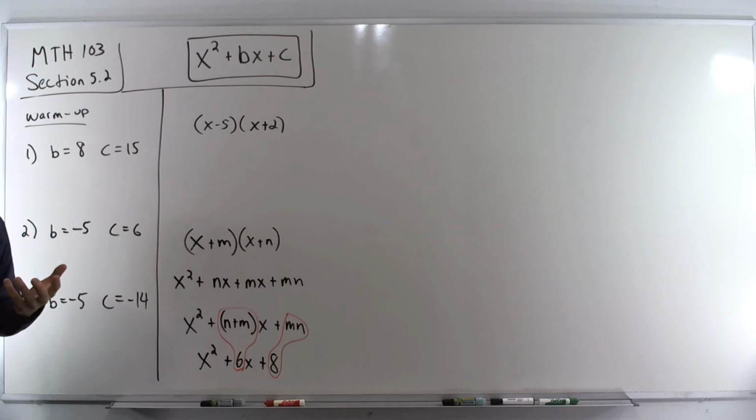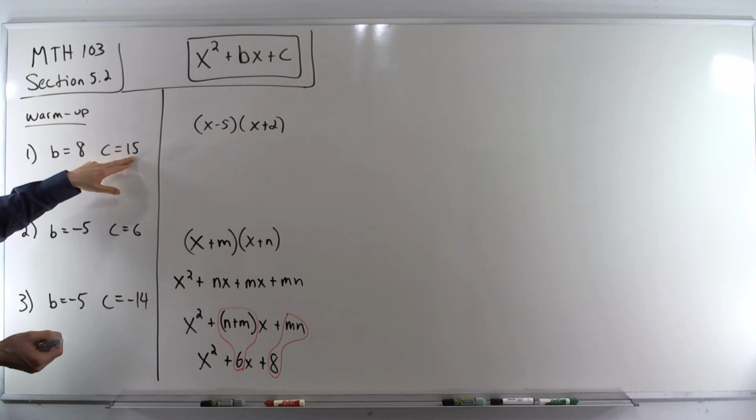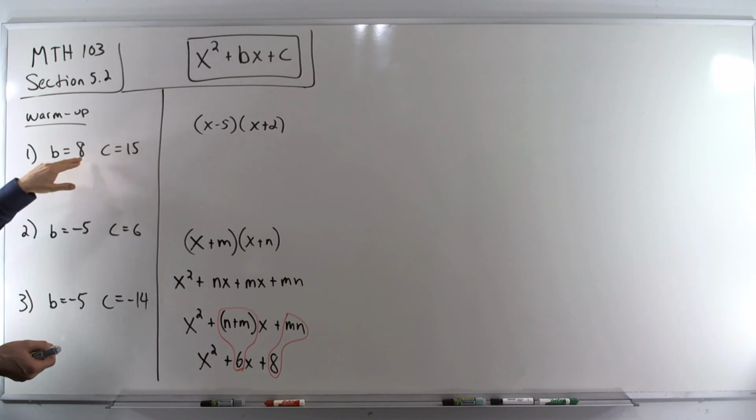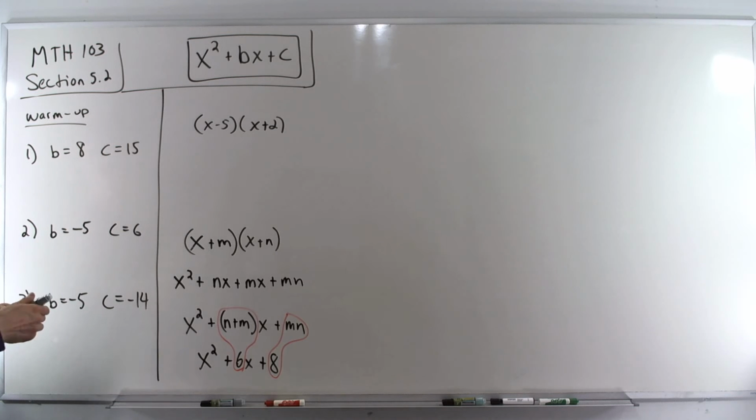So we can look at certain pairs of numbers that multiply to get 15, like 1 and 15. Well, that doesn't work because they add to get 16. Well, how about 3 and 5? 3 times 5 is 15, and 3 plus 5 is 8. So there's your two numbers.